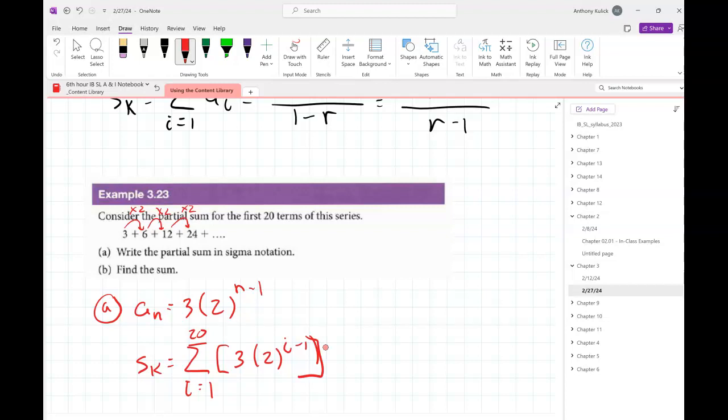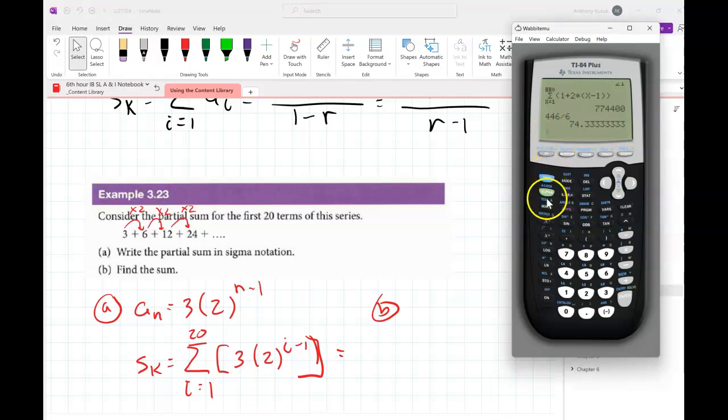Done. Part B says find that sum. What am I going to do? Type it into my calculator. Or, alternatively, I could use the formula, right? You could brute force it. Sure, that's not an incorrect answer.